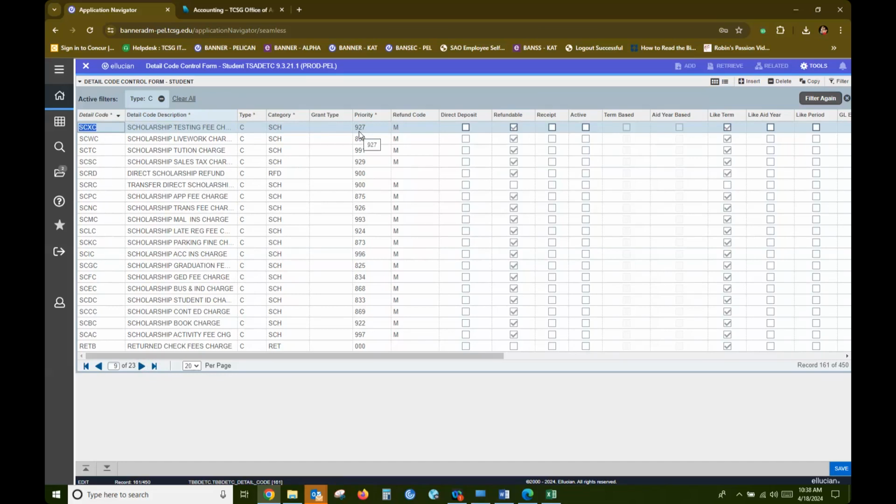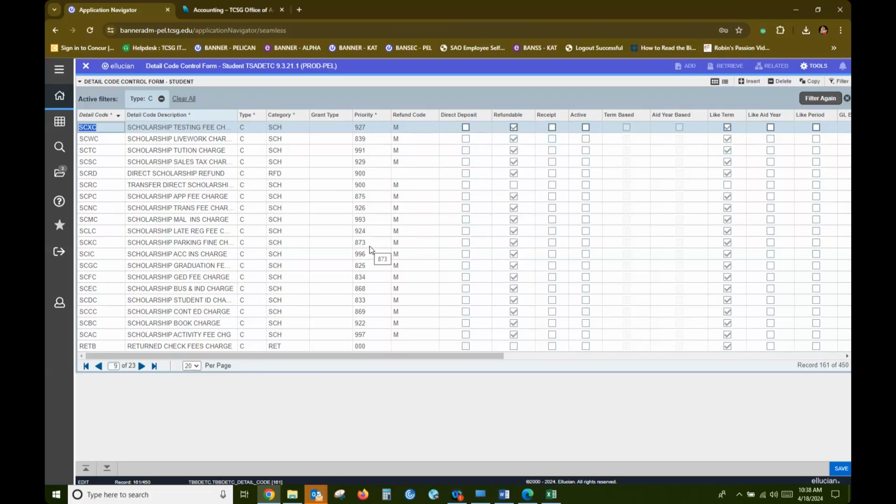Because when we are doing application of payments, we do change these priority codes to 900 for our financial aid, and we apply everything that starts with a 9. We apply financial aid to all of that first. However, there are going to be some of you that may have bookstore charges and things like that that are down in the 800s, right?